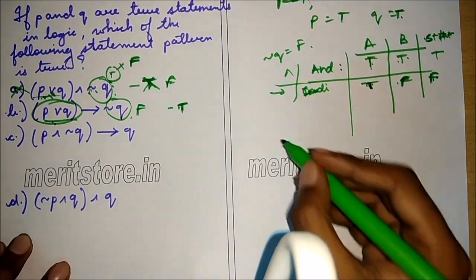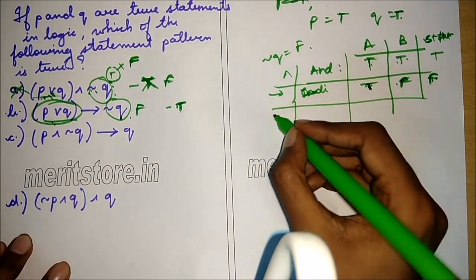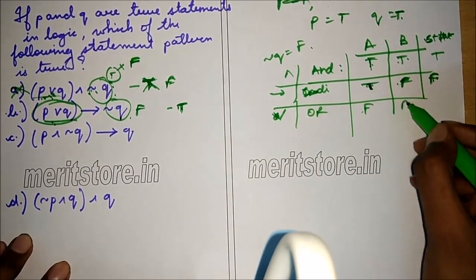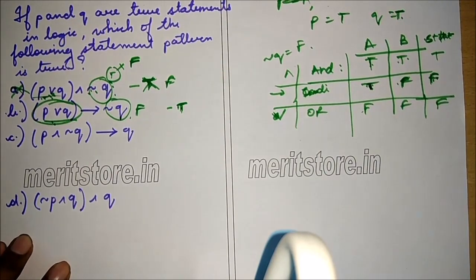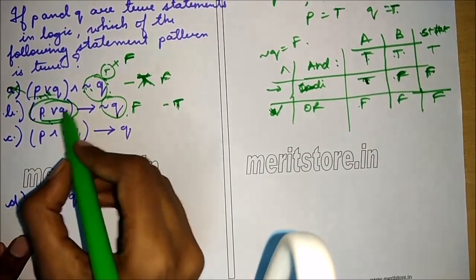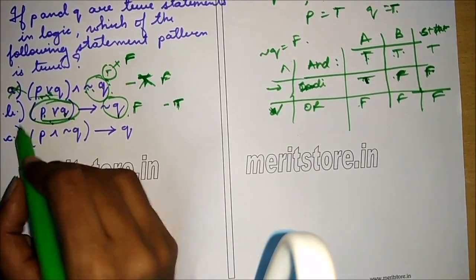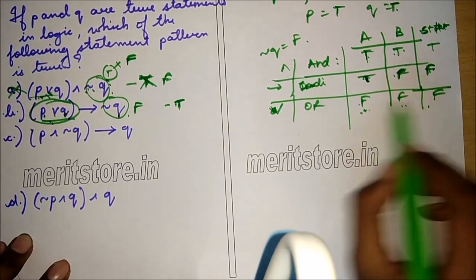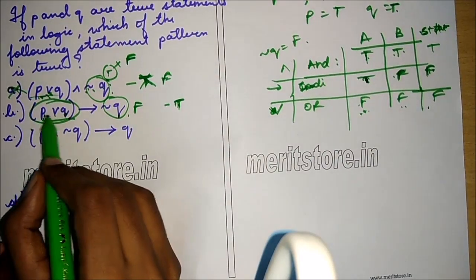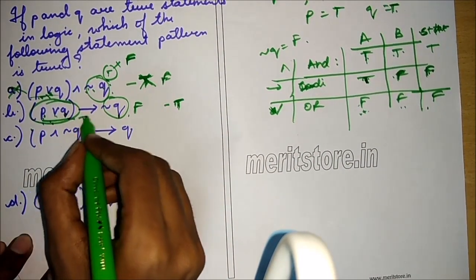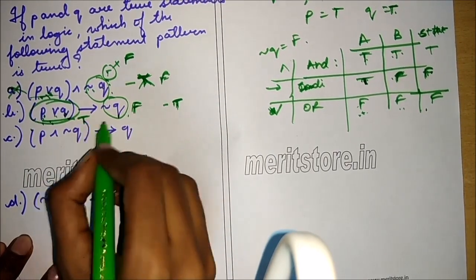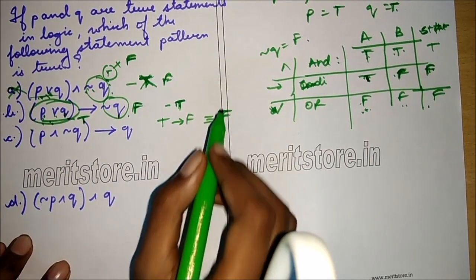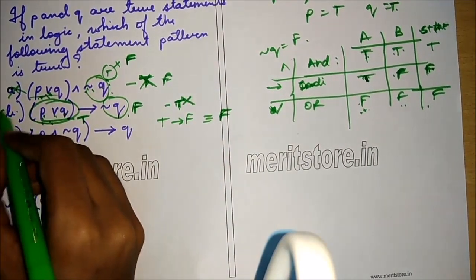So P or Q. The next statement is OR, and the condition for it is FF is F. Remaining, else is true. So here P is true, Q is true. So T or T is also true, since both the statements should be false in order for the answer to be false. So T or T will be T. So this is T and this is F. So this turns out to be T implies F, which is false. And this is not true. So B is also eliminated.